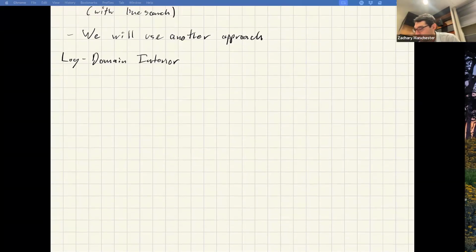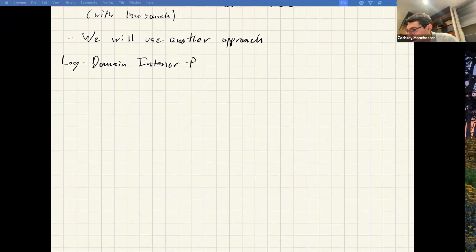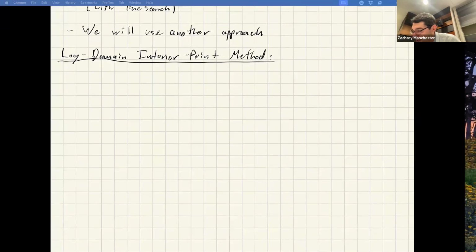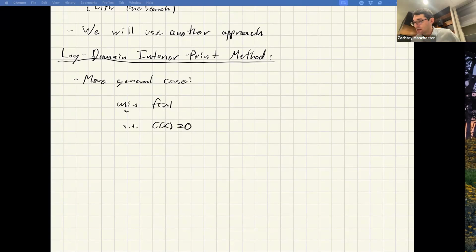So we'll go back to, okay, so this is called the log domain interior point method. It's a nice trick. We'll call it the log domain trick. Okay, so now we're going to look at the more general case. So we're going to have min of f of x subject to C of X greater than or equal to 0.